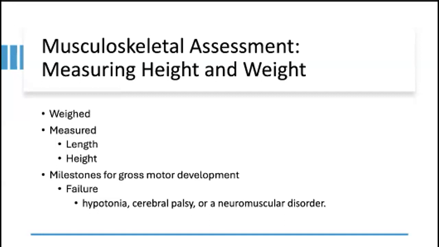Gross motor milestone awareness. Understanding age-appropriate motor milestones is essential. Delays or failure to meet milestones could indicate hypotonia, cerebral palsy, or neuromuscular disorders. Clinical importance: early identification leads to timely referrals and early intervention services, which will then lead to improved long-term functional outcomes.